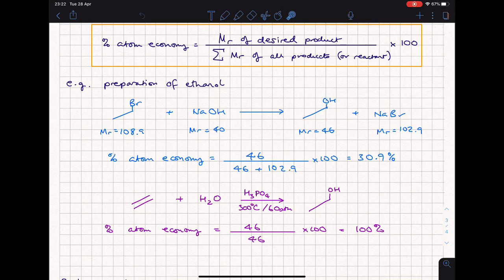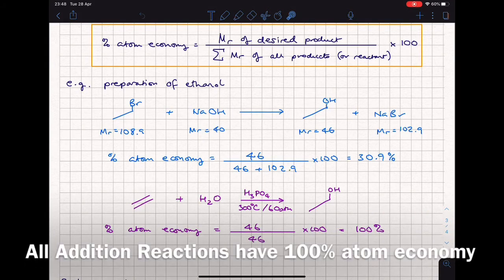In this case, we get 30.9% atom economy because there's a byproduct here with a very large relative formula mass. Bromine has quite a large relative atomic mass, so contributes to quite a bit of mass of the byproduct. In the second way of making ethanol, we can see there's only one product, so there's no byproduct at all. If they do react, the atoms in the reactants will convert completely to the products. None of the atoms in the reactants will make a waste product. So for any addition reactions, we always get 100% atom economy.